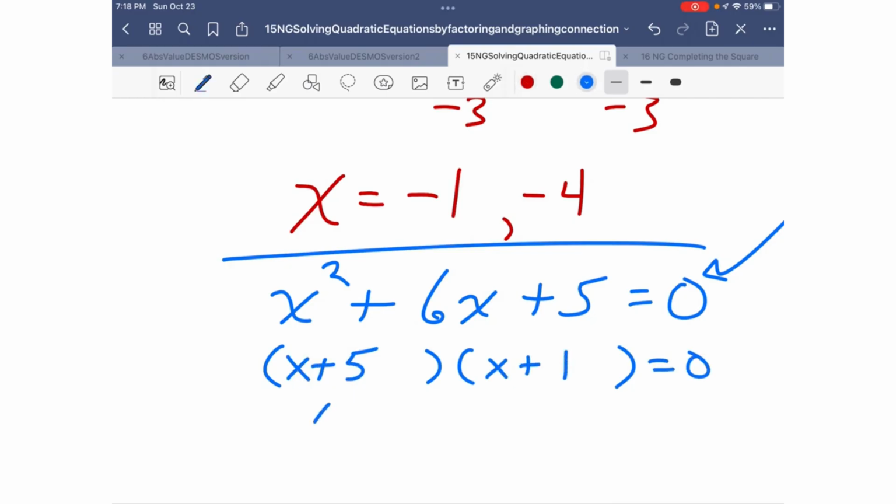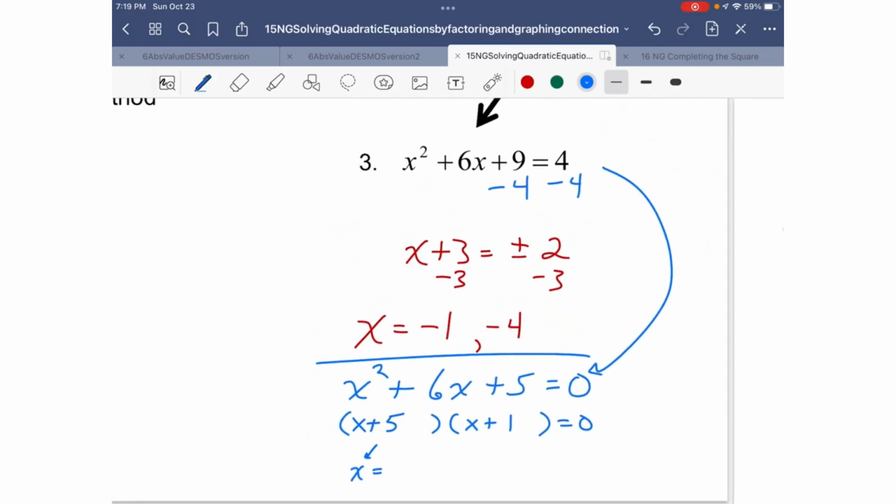Look what's going to happen here. I factor this into x plus 5, x plus 1. Yep, you got it. I end up with 2 answers, and they're the same answers.